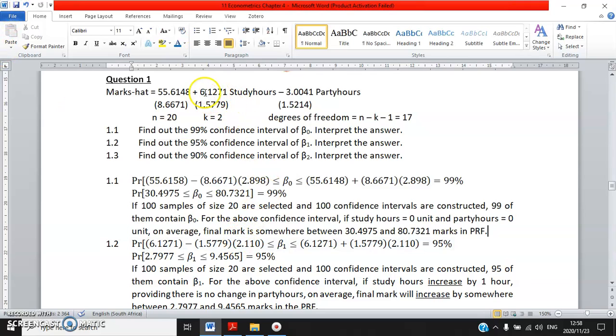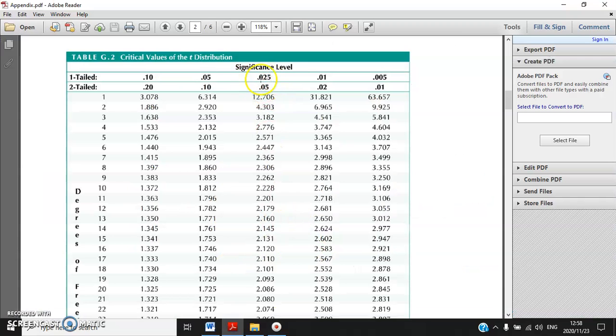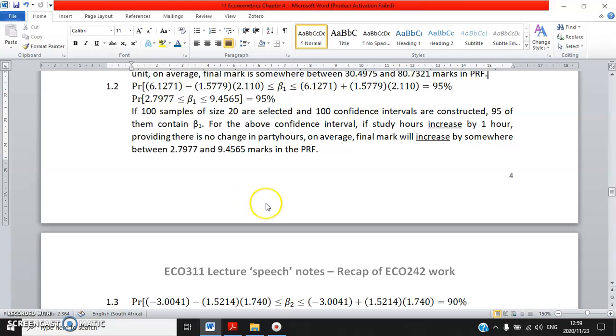Okay, next one has to do with the confidence interval of the true B1. The confidence interval equals B1 hat, 6 point something, minus standard error of B1 hat, 1.5 something, and then the t-stats. Remember, I changed the alpha to 5%. So top row, half of the alpha. Second row, full alpha. Degrees of freedom, 17, so 2.110 is your t-stat. Then this is your range. Positive, so it conforms with theory, because it relates to study hours.